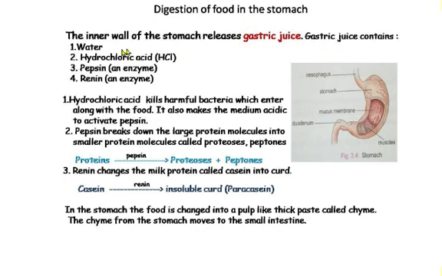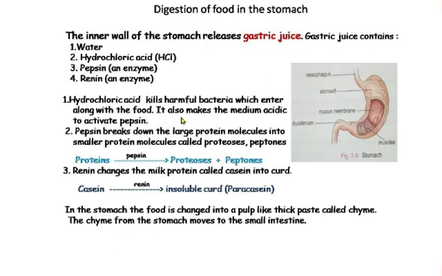Gastric juice contains water, hydrochloric acid, pepsin which is an enzyme, and renin which is also an enzyme. Water helps these other contents to perform their functions. Let us see their functions one by one. First, hydrochloric acid. It kills harmful bacteria which enter along with the food.